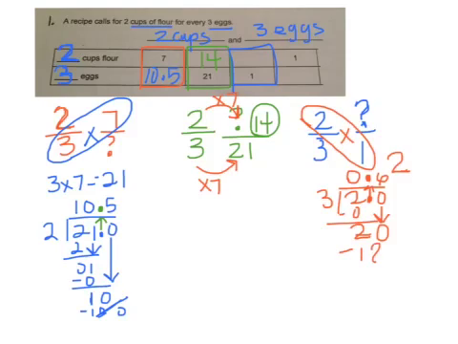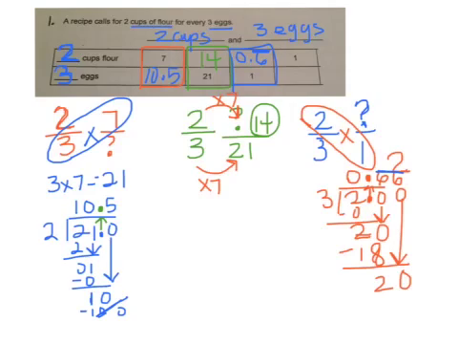3 times 6 is 18. 20 minus 18 is 2. If I put another 0 in my problem and drop it down, I have 20 again. So 3 can go into 20 another 6 times. Looks like this is going to keep repeating. So for this one, I'm going to put a repeating bar above the 6's, and then I'm going to say for 1 egg, I need 0.6 with a line above it cups of flour. I need 0.6 cups of flour.